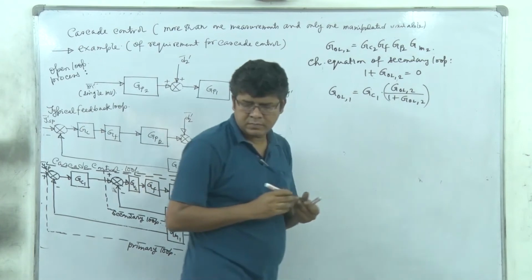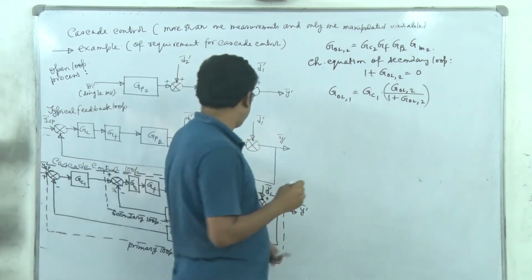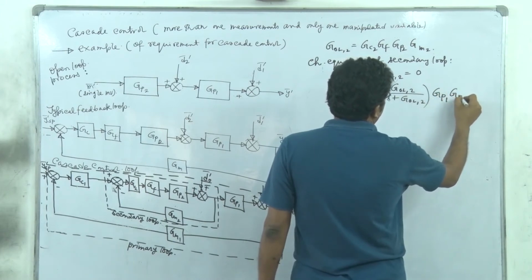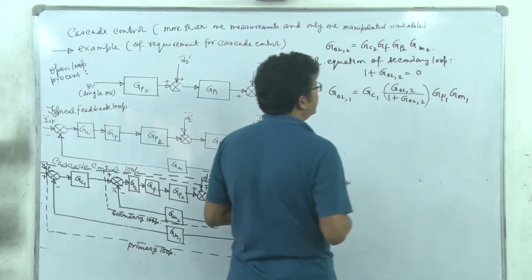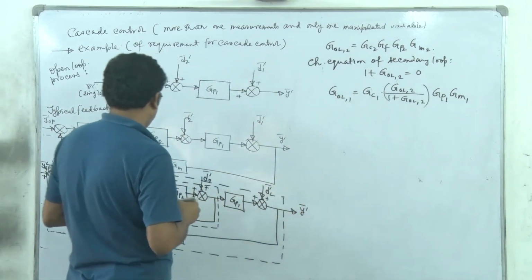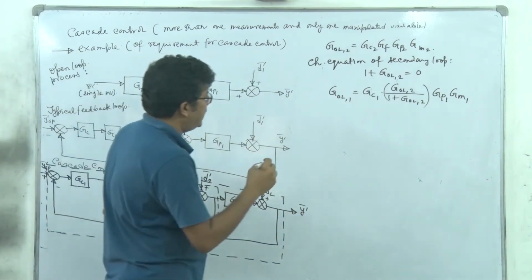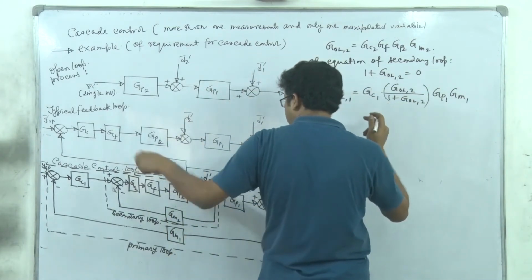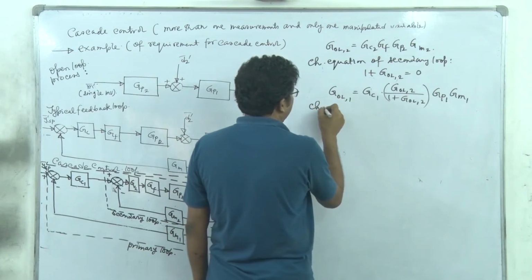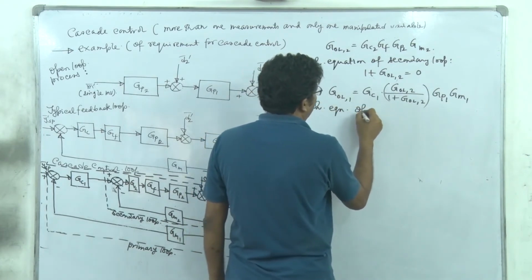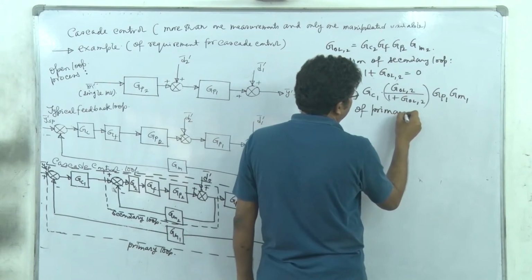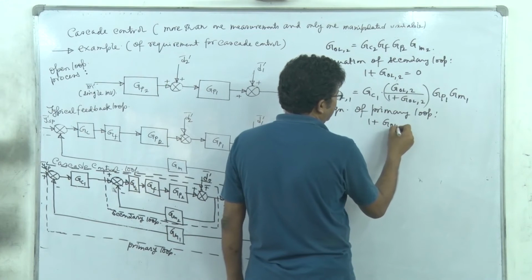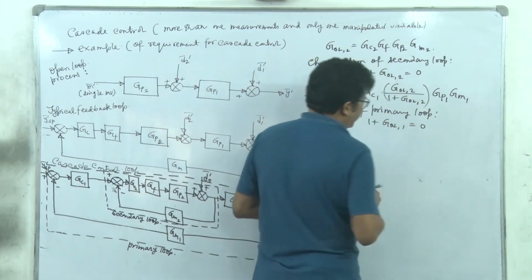So multiplied by GP1 into GM1. Okay? So next, and actually this is typically the simplification what we can go for here in the block diagram, and the characteristic equation of the primary loop will be 1 plus GOL1 equal to 0.